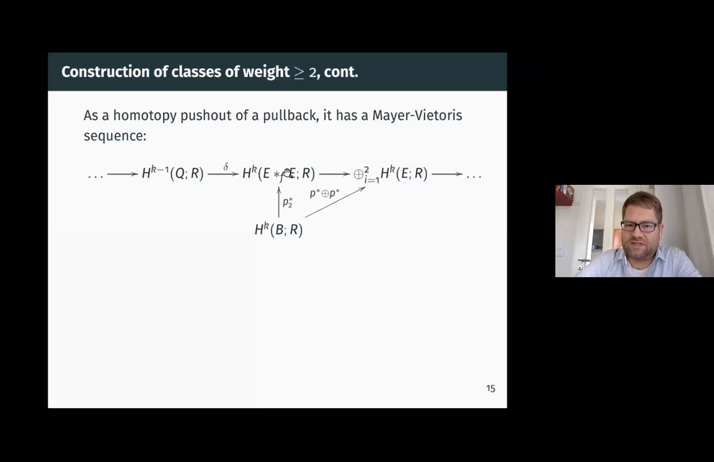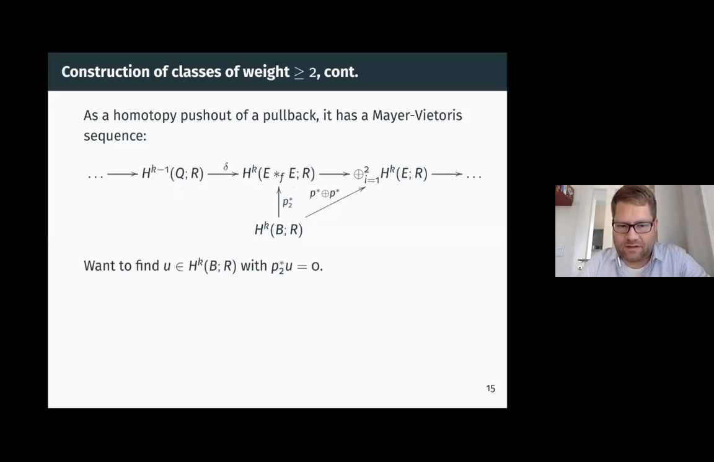So we know the class is in this kernel, and by exactness, we know it's in the image of the connecting homomorphism. So we know that the pullback has some pre-image over there in the space of the pullback. And this is helpful indeed, because this homotopy push out might be a very complicated space whose cohomology is not easy to determine, but this pullback is often much easier because there is no join construction involved. So it turns out that there we might get a nicer result.